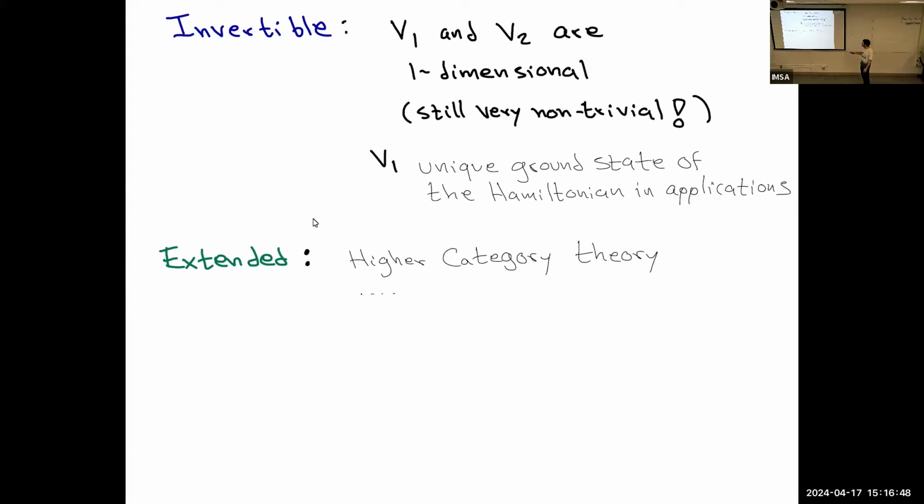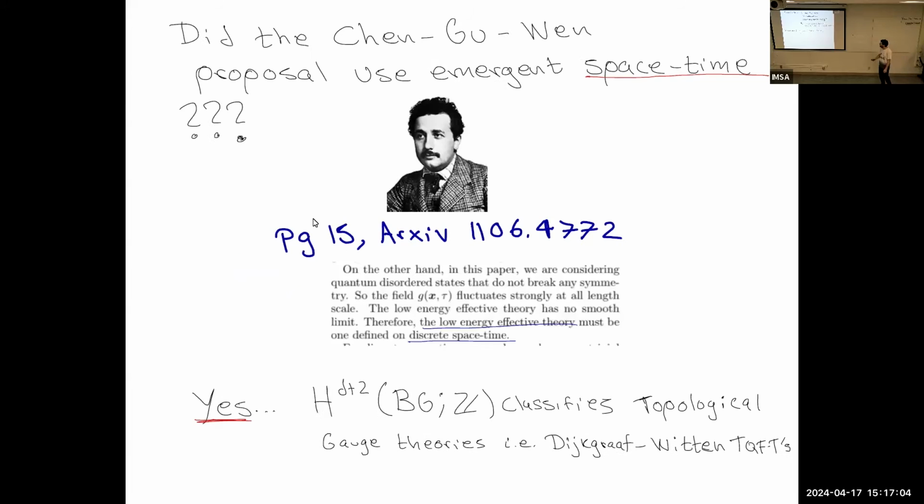And the extended part, I don't have time to explain here. Sorry for rushing a bit. But it implies that you use higher category theory, and there's a very beautiful theory that has been developed, particularly by Jacob Lurie, but I will not get into that.